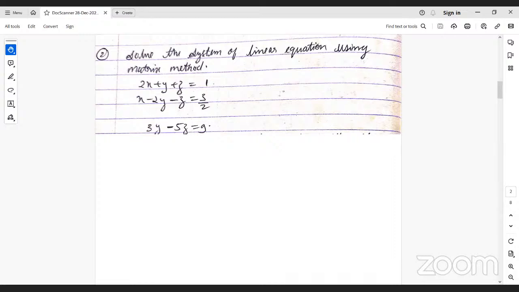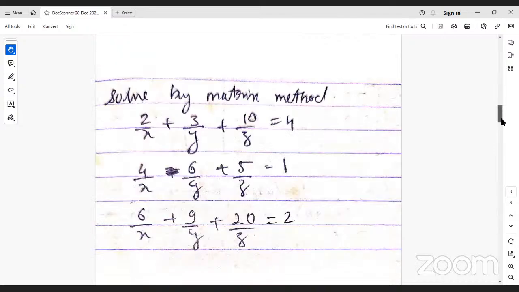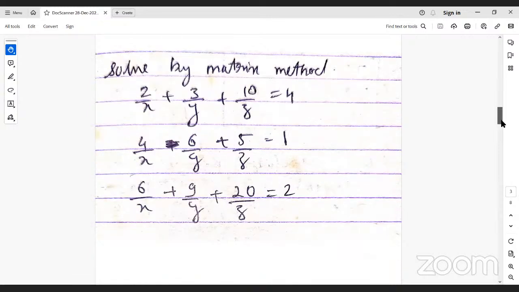Next we will be discussing example number 3 on the matrix method. A very important example. This question has been asked in one of the supplementary exams, the same question solved by the matrix method. But see here what is given. If you observe, all the variables are present in the denominator: 2 upon x, 3 upon y, 10 upon z, 4 upon x, 6 upon y, and 5 upon z.